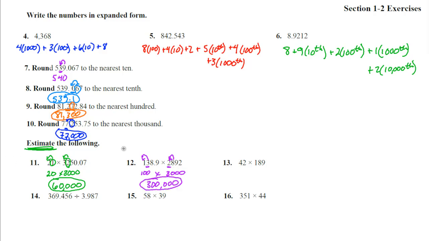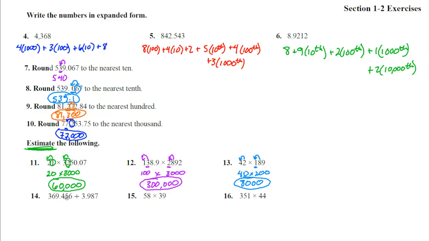Number 13. So this is about 40, and that is about 200. Now again, you're looking at this one right here, so that guy will cause that to round up. That 2 is less than 5, so it left the 4 alone. So it's 40 times 200. So that's 8, 1, 2, 3 zeros. 8,000.